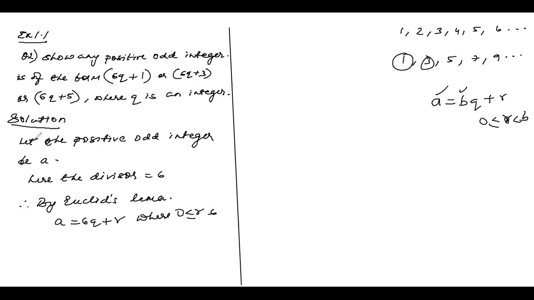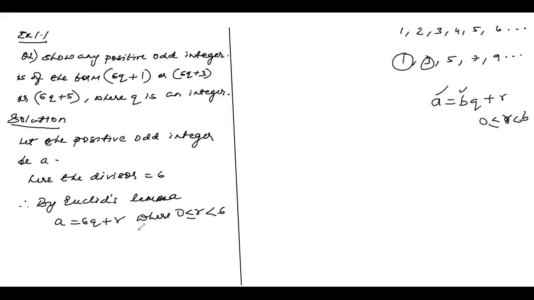So let the positive odd integer be a. Here the divisor is 6. The question में divisor 6 दिया है बेटा. Therefore by Euclid's lemma, a is equal to 6q plus r, where r is greater than or equal to 0 but less than 6. You can see here, children, it is less than 6. This is a rule. By that, okay?